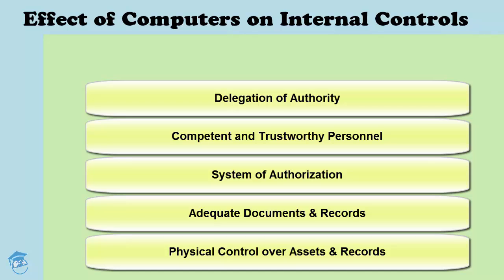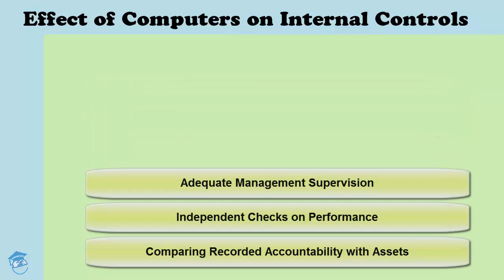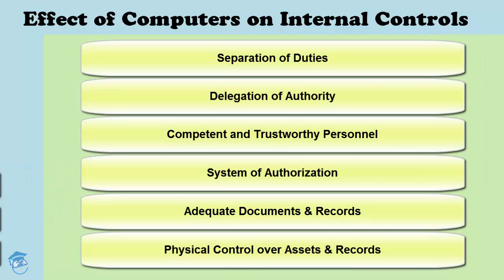So guys, internal control systems basically include your separation of duties, your delegation of authority and responsibility, competent and trustworthy personnel, system of authorization, adequate documents and records, physical control, adequate management supervision, independent check. All these things are going to be covered in that. In this CIS environment, all these components must exist. But having said that, computers do affect the implementation of these internal controls in n number of ways. Let's mark the beginning with the first, that is separation of duties.